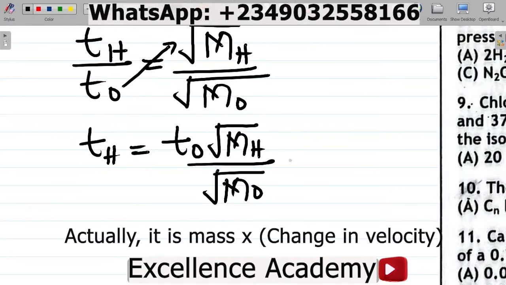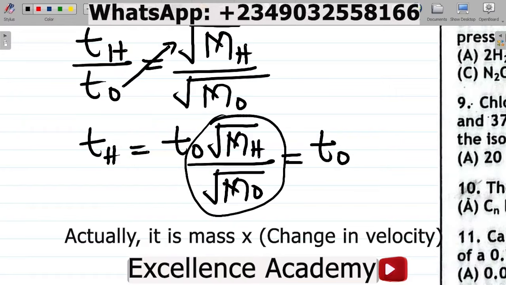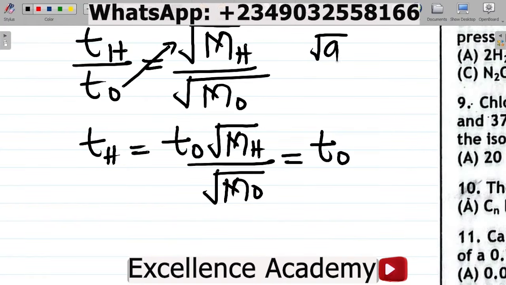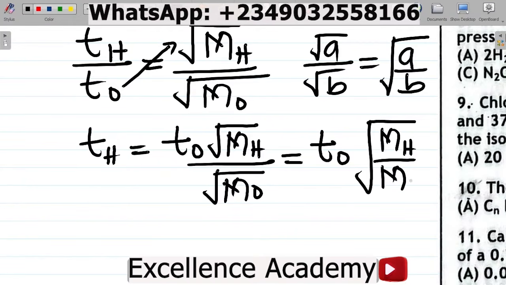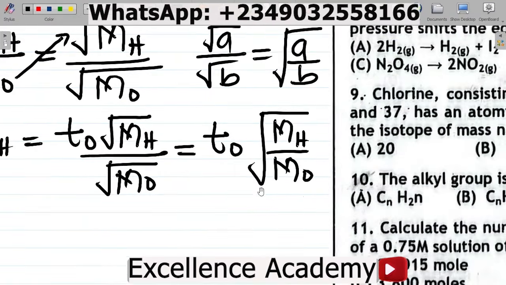If you're very good with mathematics, whenever you have two things like this, dividing themselves, each in a square root sign, you can take them under the same square root sign. What I mean is that square root of A all over square root of B is the same thing as putting them under one square root sign and saying A over B. That's correct. So this becomes the time for oxygen into the square root of the molar mass of hydrogen all over the molar mass of oxygen. That's correct. Now let's impute values.